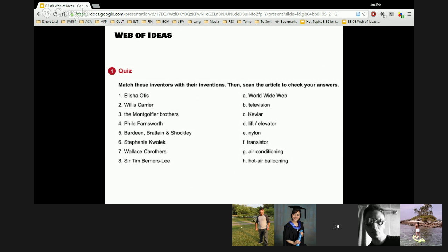There's one name I want to draw your attention to because I think it's important. Look at number 6, Stephanie Kwolek. That's the most different name on the list. It's also the only woman on the list. Want to take a wild guess what Stephanie Kwolek invented, class?